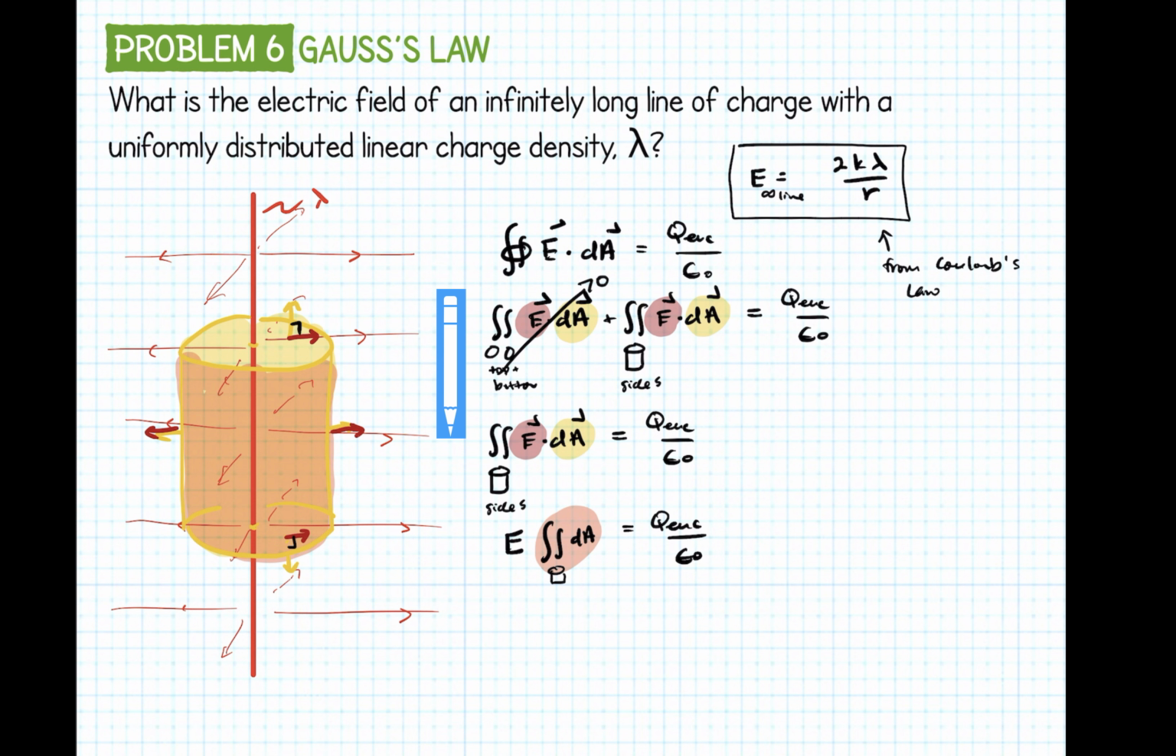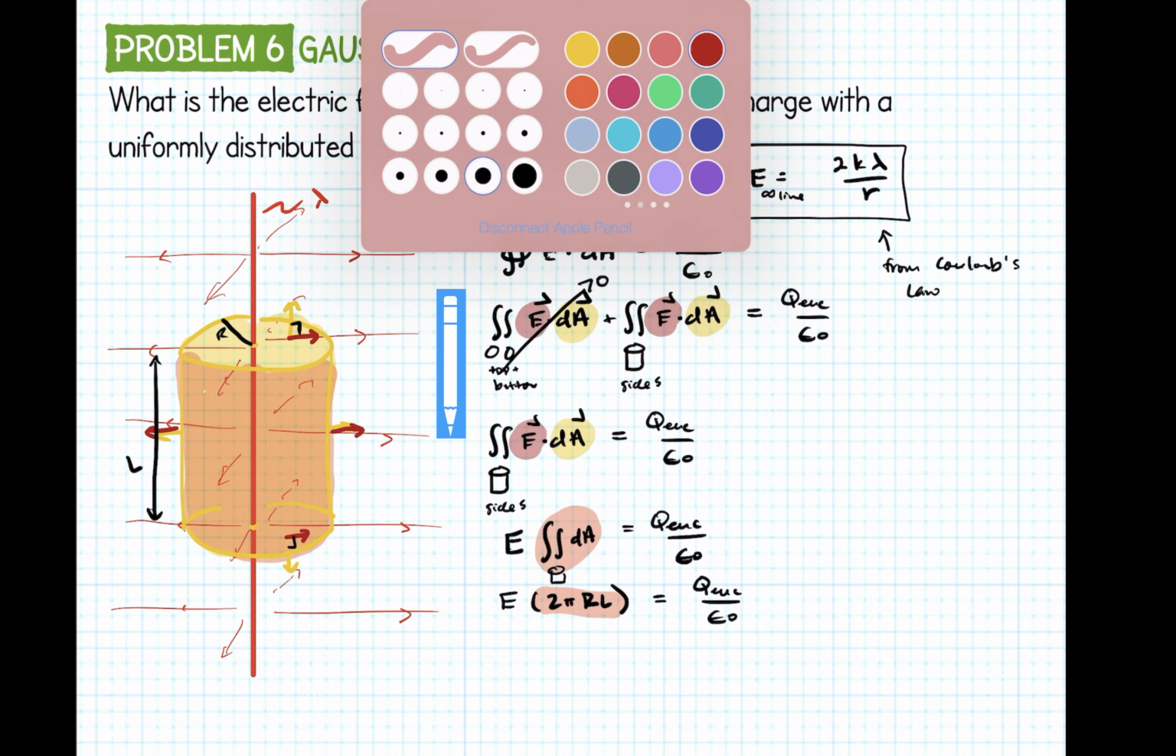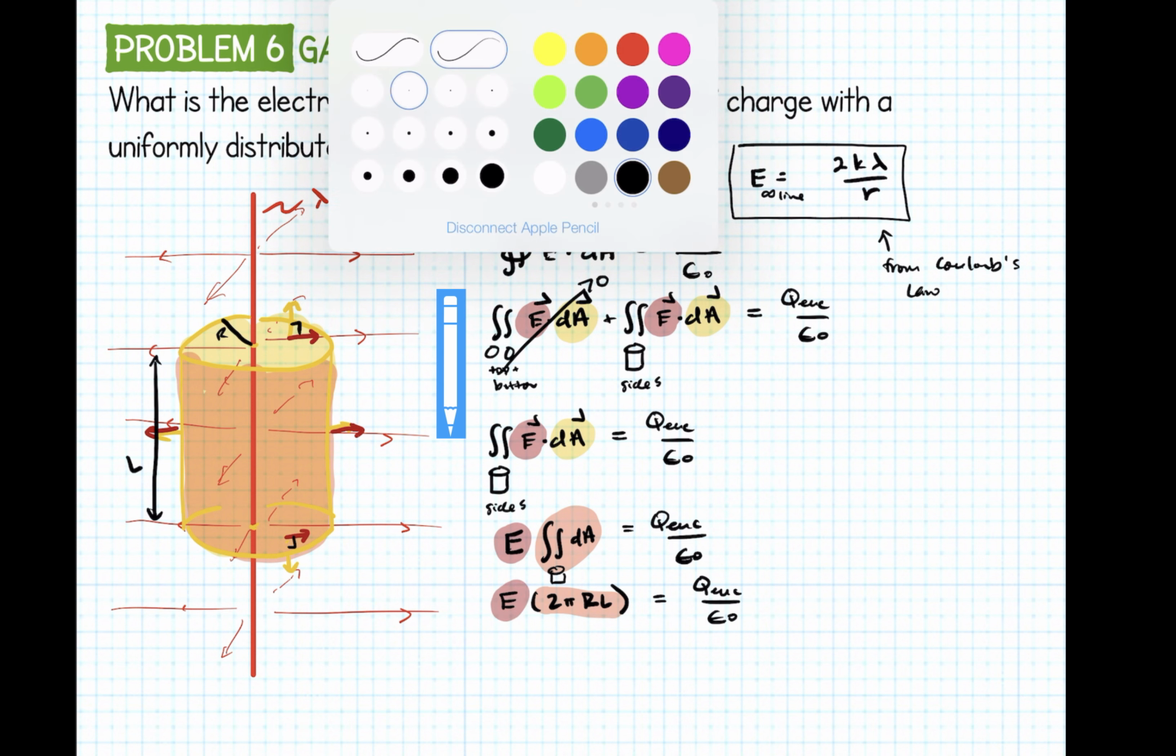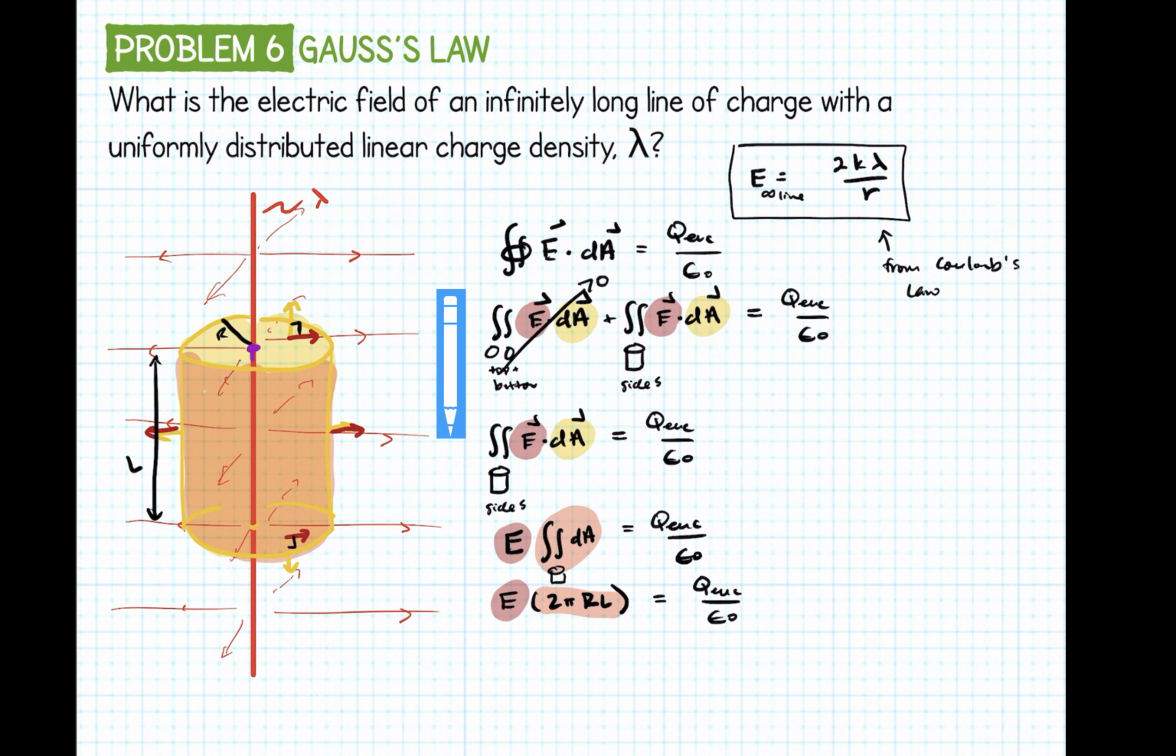Because of that, we know this is going to be E times 2 pi R, where this is R, and we'll say this is L, is equal to Q enclosed over epsilon naught. And these are still our electric fields. The Q enclosed, that part, let's pick a color, is just the charge in here.